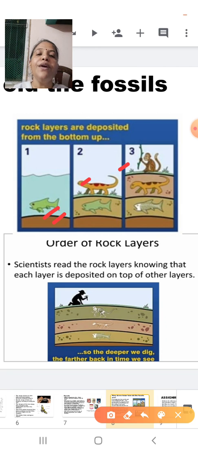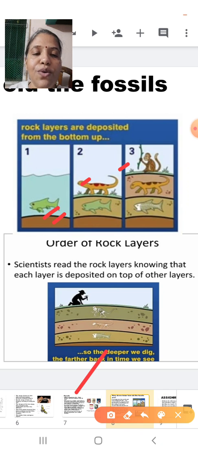Okay, so here we have the picture of a scientist. He is trying to dig the rock. So, order of the rock layers: scientists read the rock layers knowing that each layer is deposited on top of other layers.